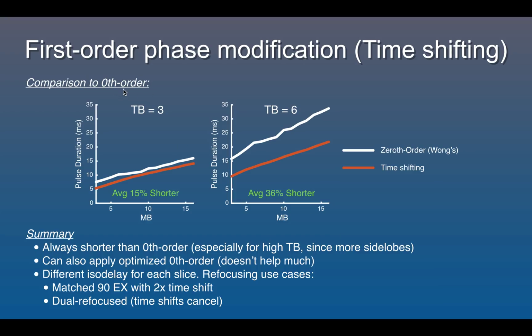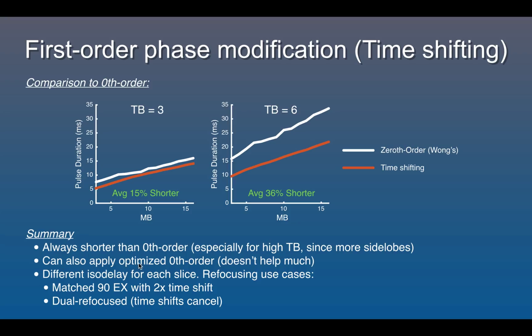And then we can compare this to zeroth order phase modification using Wong's method. You can see that for a relatively low time bandwidth product of 3, we get a little bit of an improvement, about an average of 15% shorter using the time-shifted pulses. But if we go up to a higher time bandwidth product of 6, we get a much larger improvement, so here about a third reduction in the pulse duration. And this is because the main lobes have a lot of side lobes that they can overlap onto.